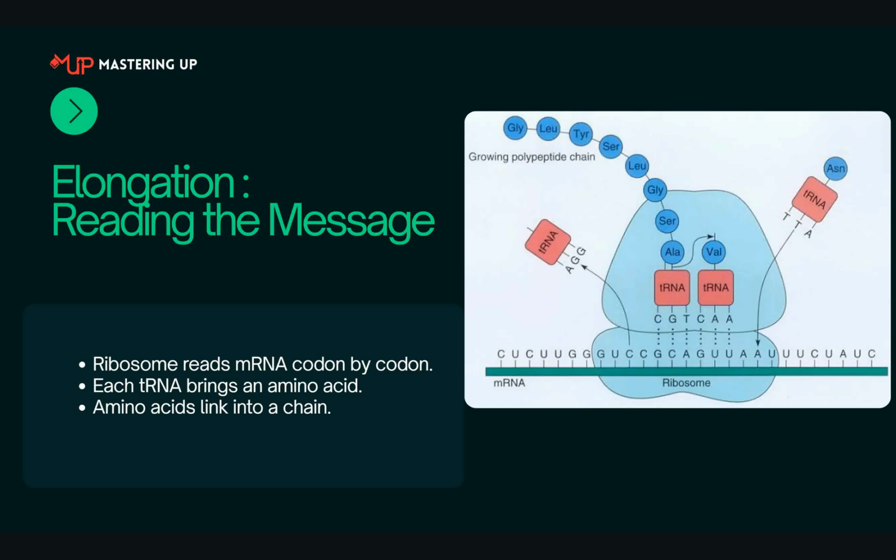In the illustration, you can see the elongation process in which you can see the incoming tRNA bringing the amino acid and then the exiting tRNA. And you can see the growing polypeptide chain where the amino acids are being added as per the information in the mRNA. So this is how protein synthesis takes place, and this is the elongation step in translation.